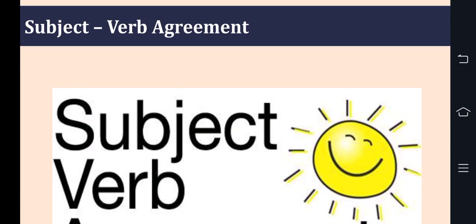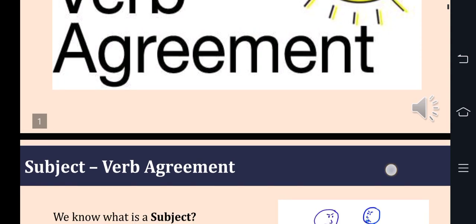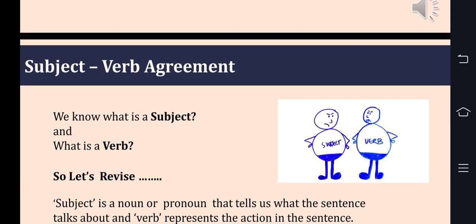Dear students, good morning. Today we shall see subject-verb agreement. We know what is a subject and what is a verb. So let us simply revise.